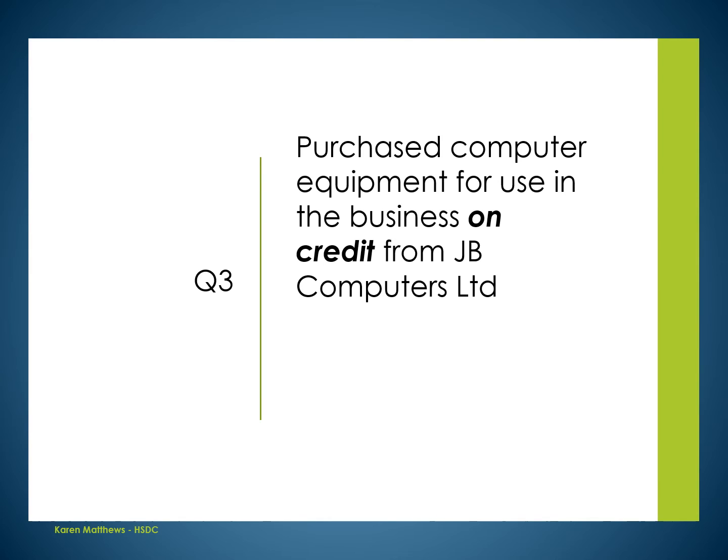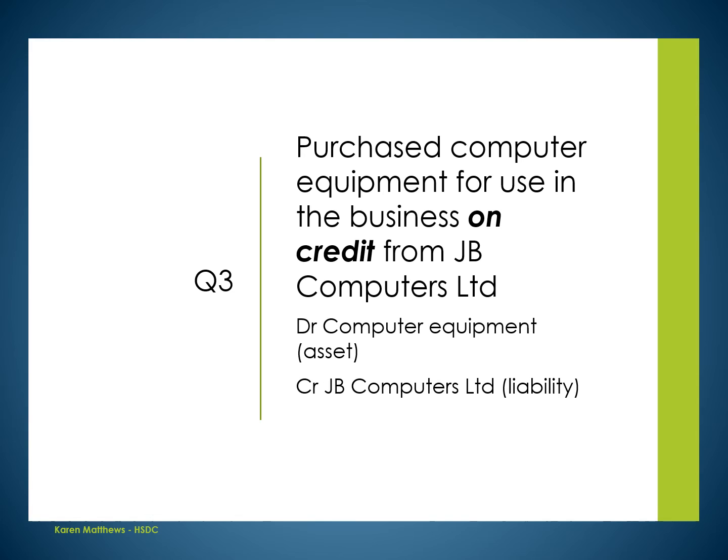Number 3, purchase some computer equipment for use in the business on credit from JB Computers Ltd. So we can't put this down as a trade payable because trade payables are only to do with purchases, but we do still need to record the liability. So we think about the debit side of the transaction. We've purchased an asset, we've purchased some computer equipment, which is a type of non-current asset. So we're going to need to debit that account, and we're going to be crediting a liability account that we're going to need to set up for JB Computers Ltd.